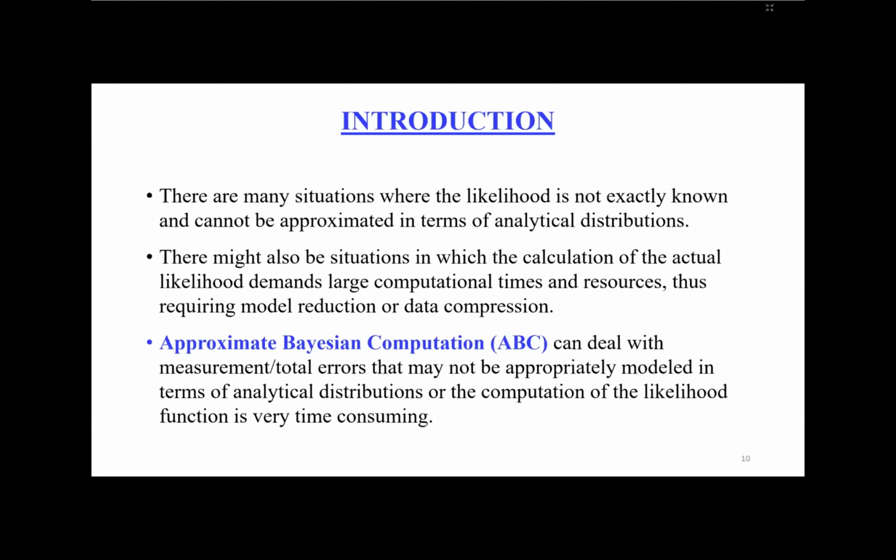It is also important to note that data compression schemes like the ones quite popular nowadays, based on artificial intelligence, might not result in an analytical likelihood. So the so-called approximate Bayesian computation can deal with measurement and total errors that may not be appropriately modeled in terms of an analytical distribution, or if the computation of the likelihood function is very time-consuming.